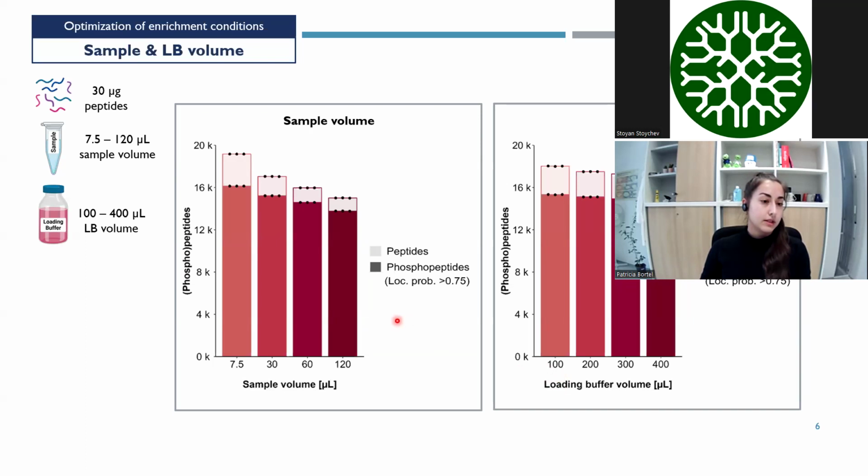And interestingly, we saw that when decreasing the sample volume, the enrichment efficiency got a bit worse, which could be explained by the fact that when you use higher volumes of sample, you actually also dilute your loading buffer. So it might be that the ratios of some chemicals in the buffers aren't optimal then anymore.